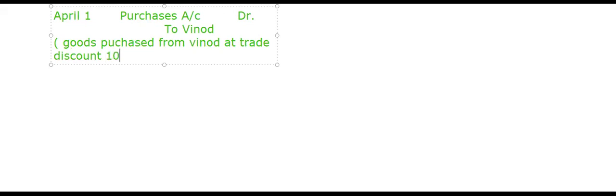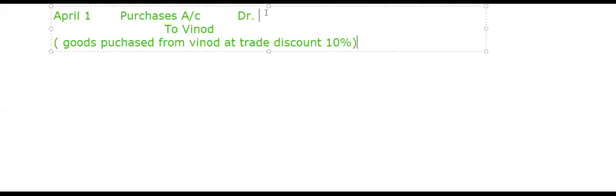10%. Now 10% of which amount is to be calculated over here? The total purchases are 40,000. Now we have to calculate the amount: 40,000 minus 10%. 10% of 40,000 will be 4,000. So the amount will be 36,000 in the debit, and this 36,000 will be shown in the entry of the purchase. So in this way, we have to pass the entry of the purchases on 1st April.